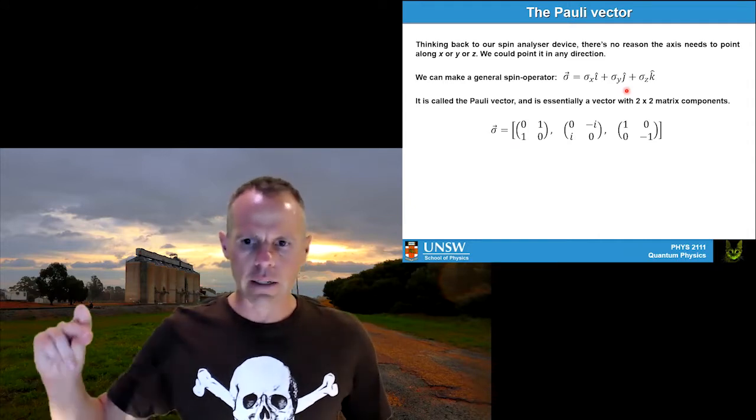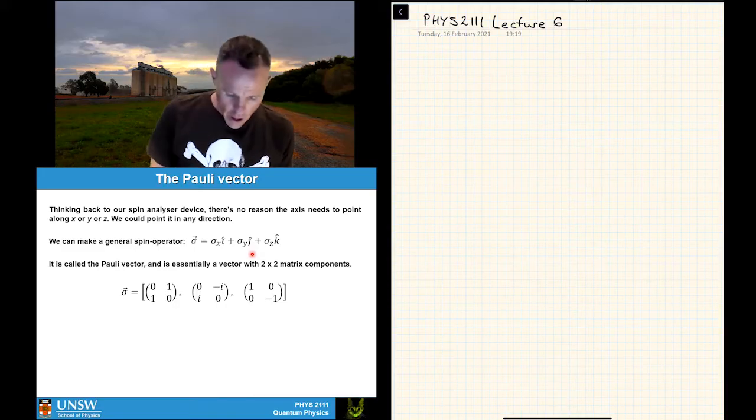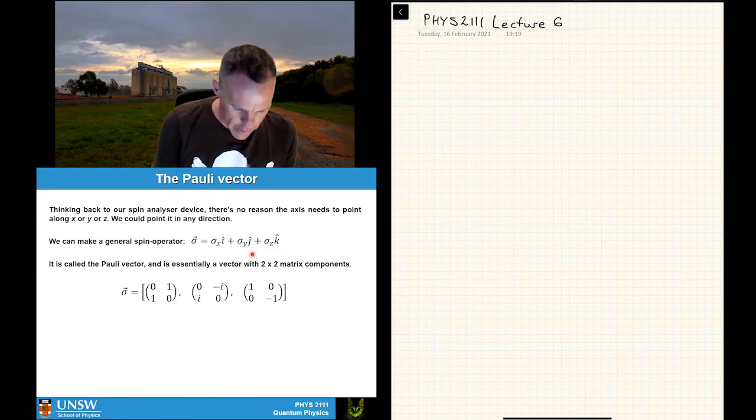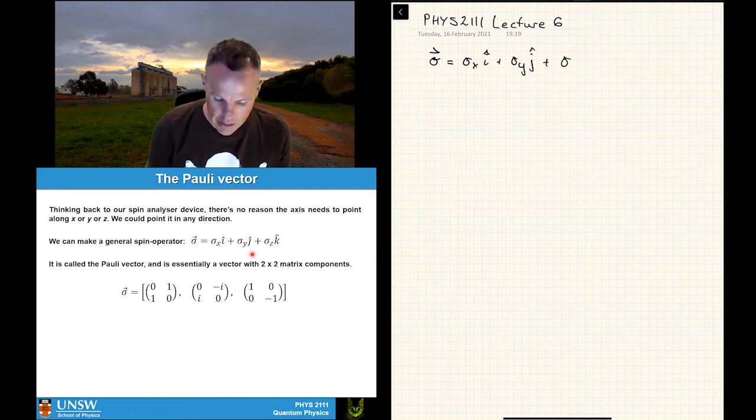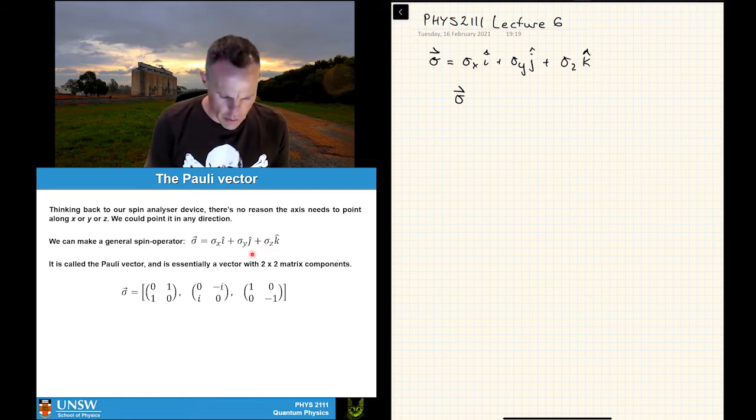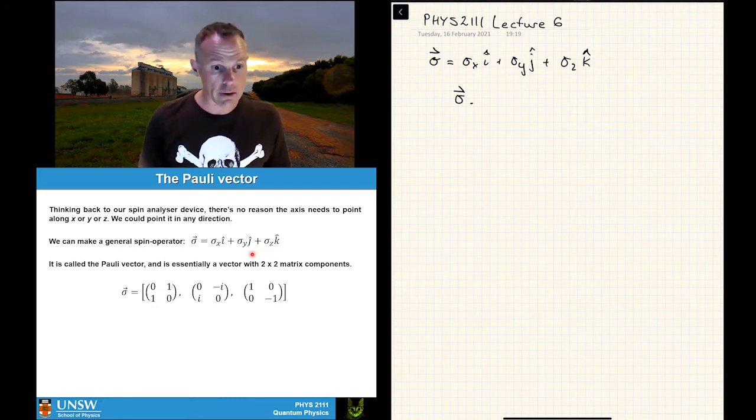I'll bring up some writing paper. If we think about our vector here, sigma x i, sigma y j, sigma z k, and imagine for a second what we do is we take that vector and we make a dot product with the k vector, right?